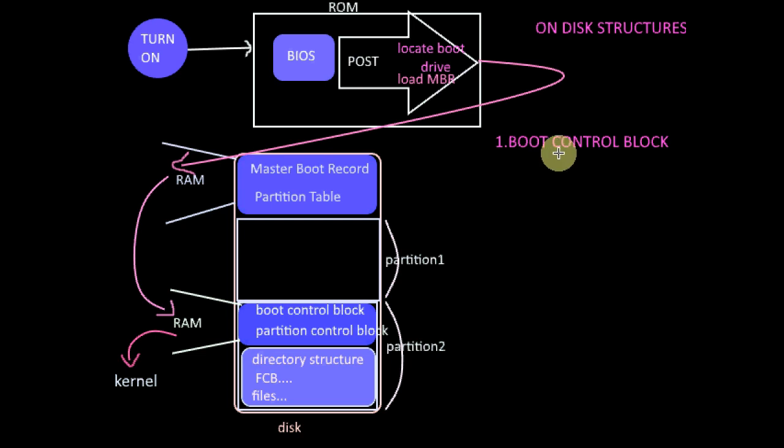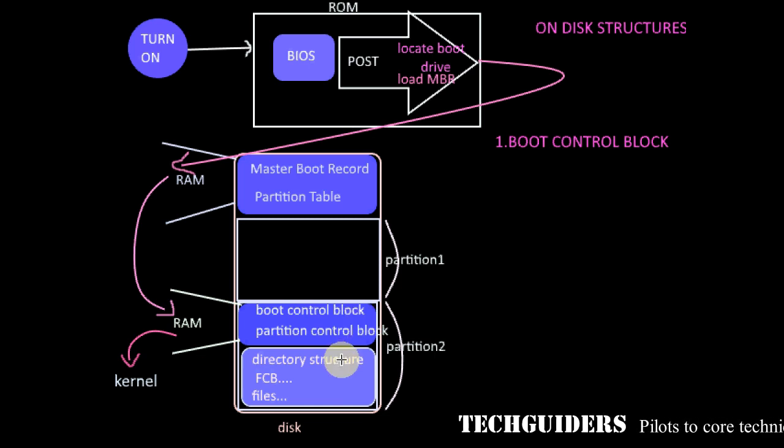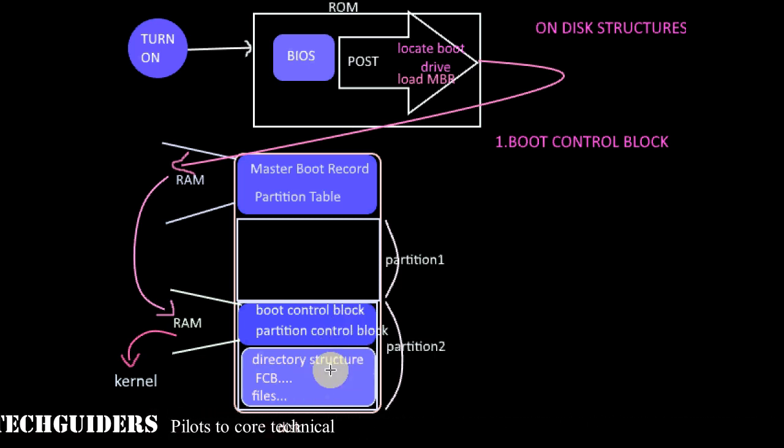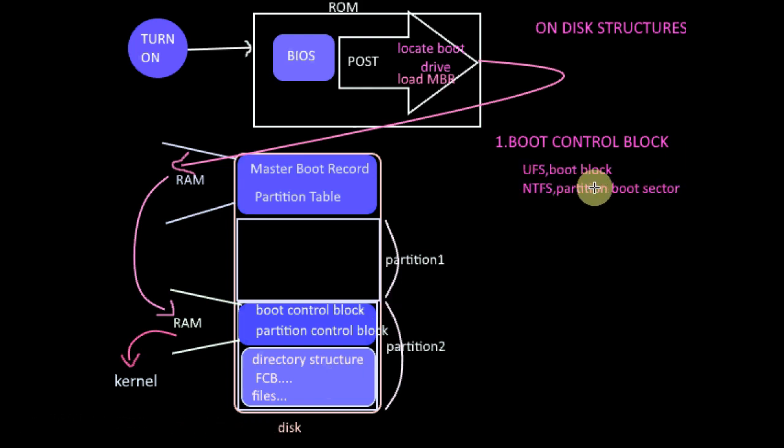We already saw in the previous video that this is the first block of a partition in which the operating system resides, which contains the information needed by the system to boot the OS from that partition. In Unix file system, it is called boot block, and in NTFS, it is called the partition boot sector.